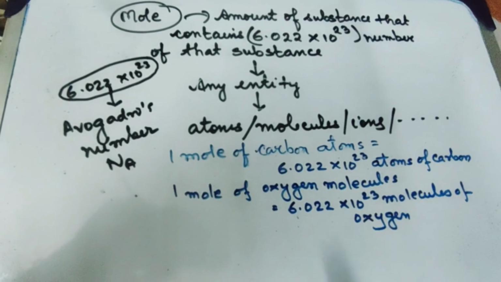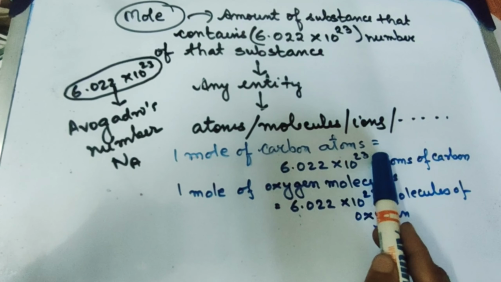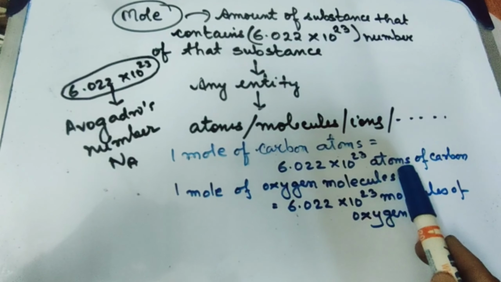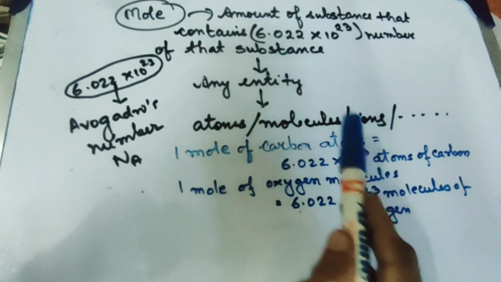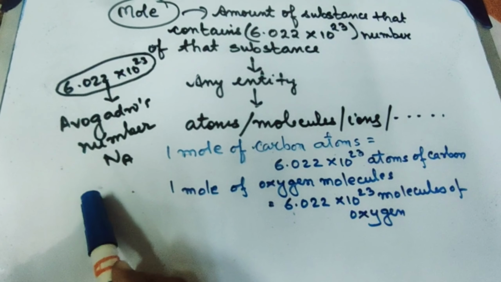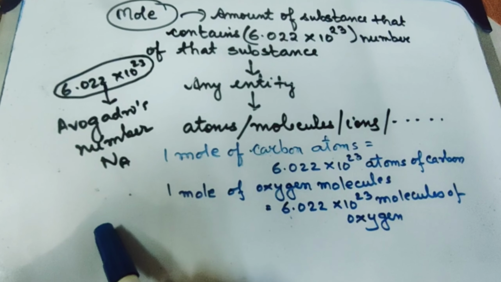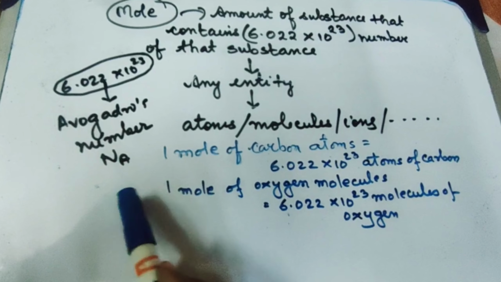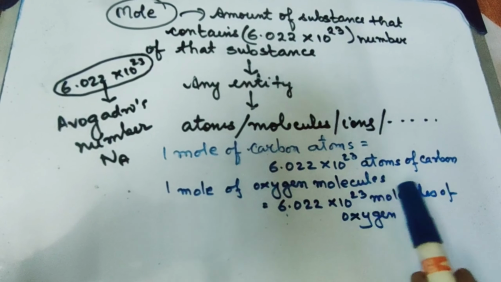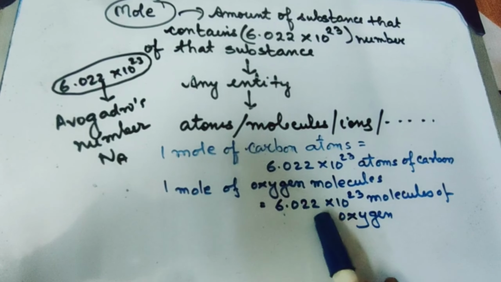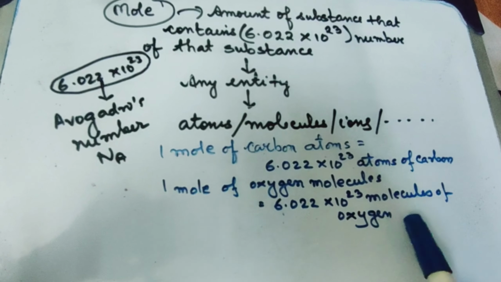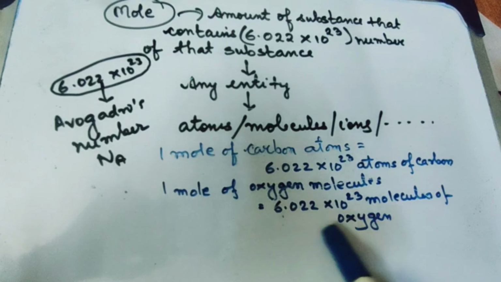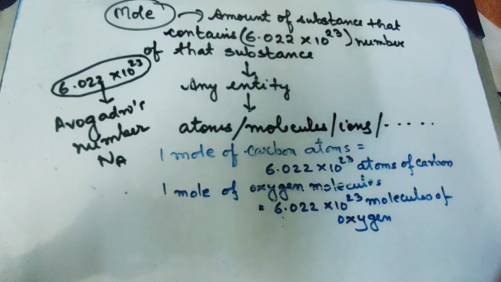As an example, 1 mole of carbon atom means 6.022 into 10 to the power of 23 number of atoms of carbon. This number is known as Avogadro number as it was given by Avogadro. So the number is known as Avogadro number. It is represented as Na. Similarly, 1 mole of oxygen molecule means 6.022 into 10 to the power of 23 molecules of oxygen. This is 1 mole of oxygen molecule and this is 1 mole of carbon atoms.